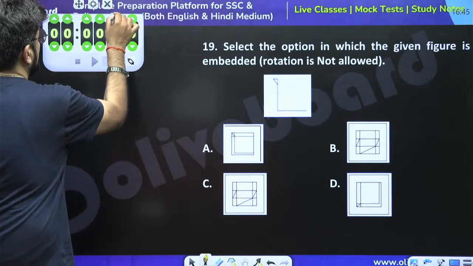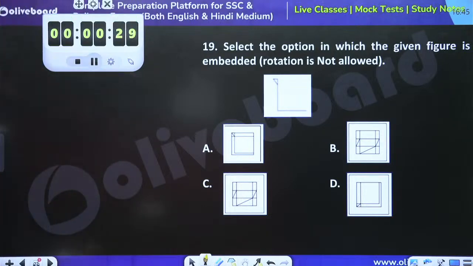Embedded figures. Again, 30 seconds is a lot here. Instant answers you can get. Ragul SP, yes, correct. Very good. Now try this one. Wow, that's fast, Argamita. Very quick.